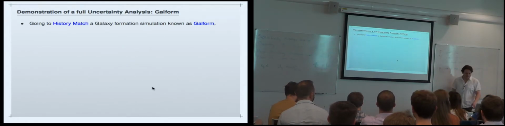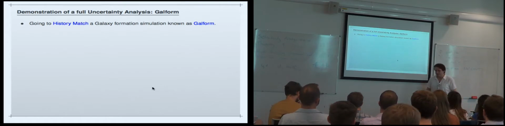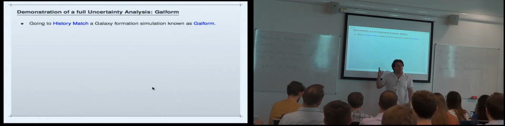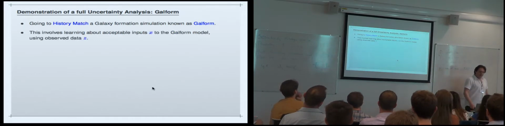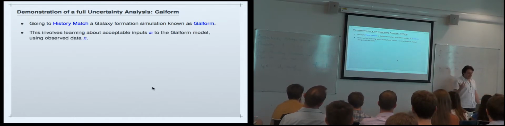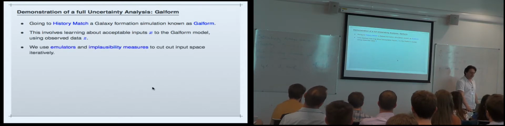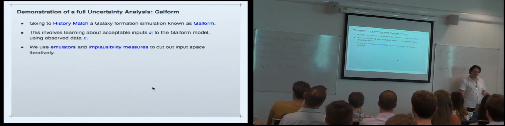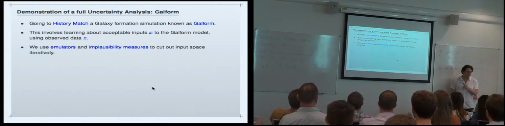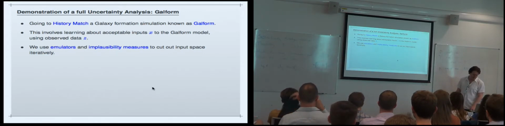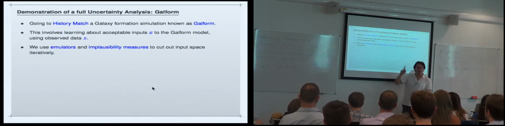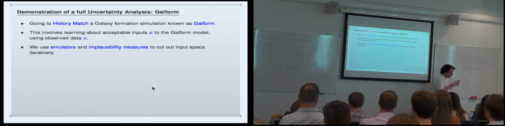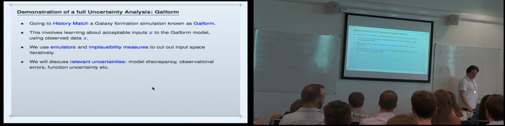Now let's do something proper instead of waffling on about philosophy and whatnot. We're going to history match a galaxy formation simulation known as GALForm. This involves learning about acceptable inputs, which we will define soon, using observed data Z. We use emulators and something called an implausibility measure to cut down input space iteratively. We do this in a batch sequential way, and our implausibility measure will be our very simple but elegant tool which allows us to do this.